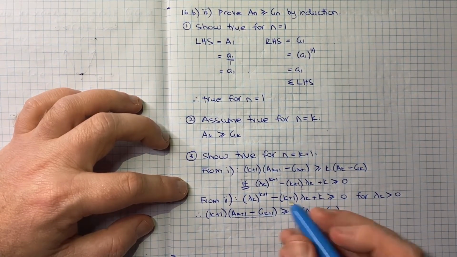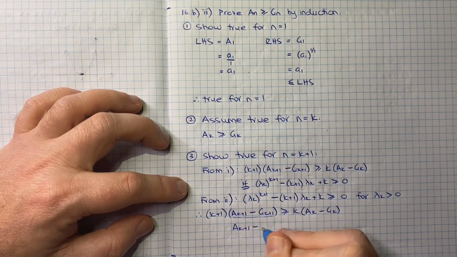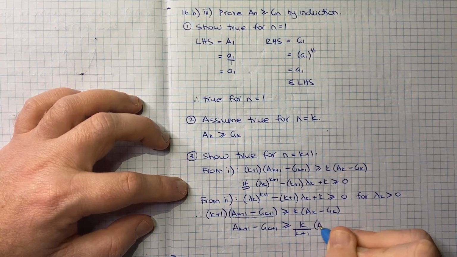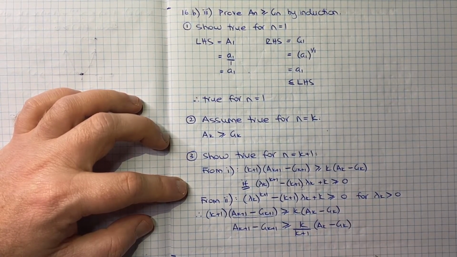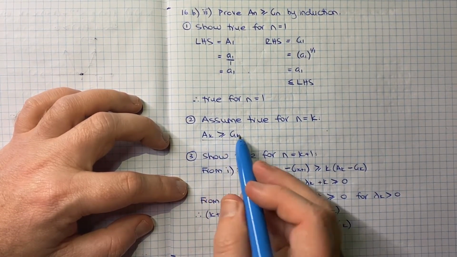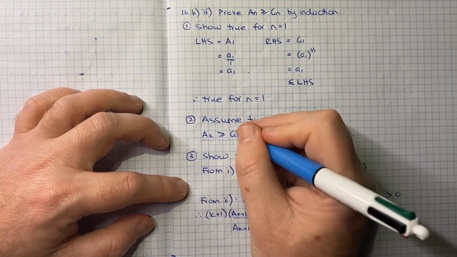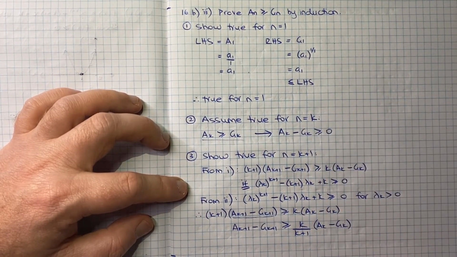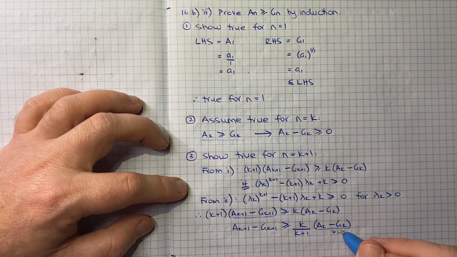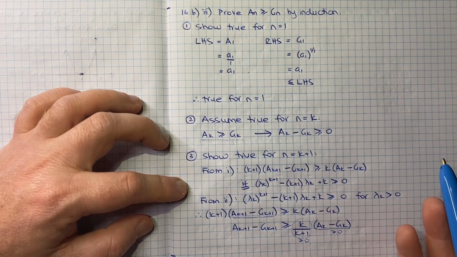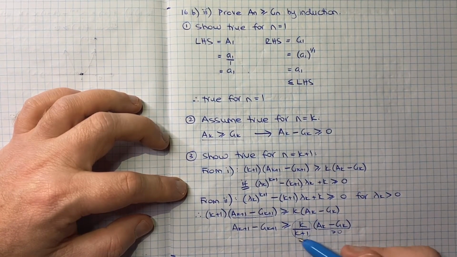So let's say a_{k+1} − g_{k+1} will be greater than or equal to k over (k+1) times (a_k − g_k). Now this is where we can link to step 2, because if a_k is greater than g_k, then if I bring the g_k over, a_k − g_k will be greater than or equal to 0. So I know this bit is greater than or equal to 0, and I know this bit is greater than or equal to 0 because k is a positive integer. So a positive integer divided by a positive integer plus 1 will also be greater than or equal to 0.